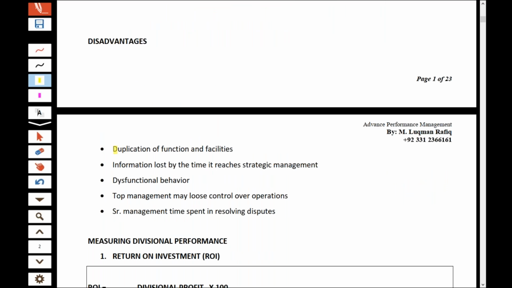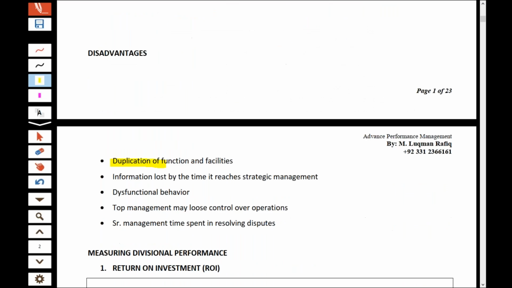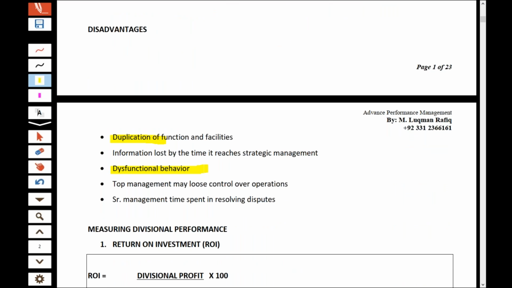Amongst the disadvantages, there could be a duplication of function, which obviously happens because you have got multiple production departments, multiple finance departments, and so on and so forth. There could be dysfunctional behavior, that is, the goals of the employees are not aligned. So there could be this situation also.